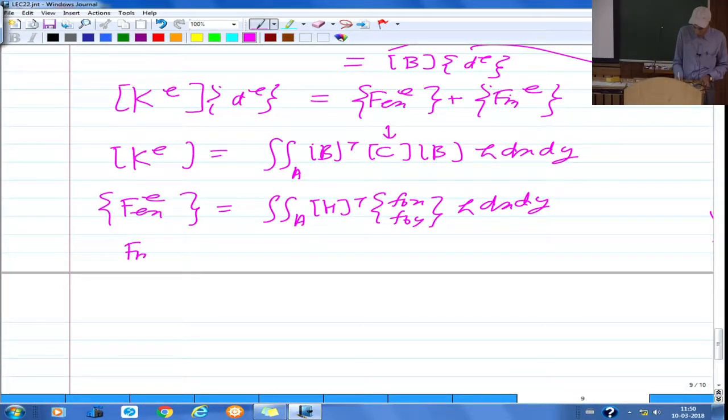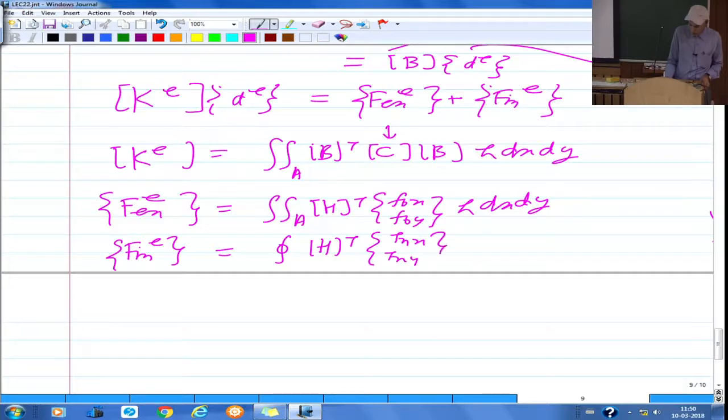And then F internal is only the boundary forces acting on the elements, which is integration only over the closed contour, I mean the boundary of the element, and this also would be H transpose into T x, T y, H into ds. So you see that this form is always straightforward, okay.